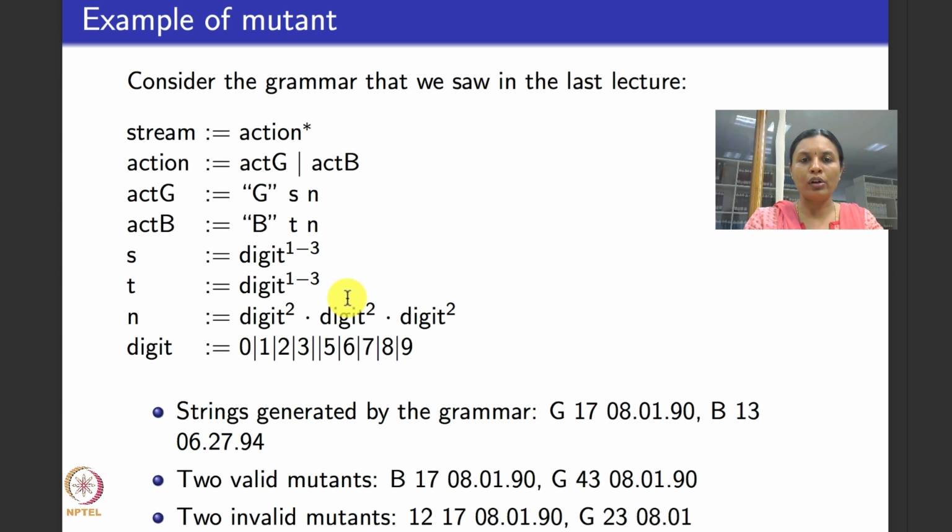I generate digit 2 dot digit 2 dot digit 2. So this one, if you see, doesn't have the second dot and the third 2 digits. So it can never be generated in this grammar. So that's why it's an invalid mutation.